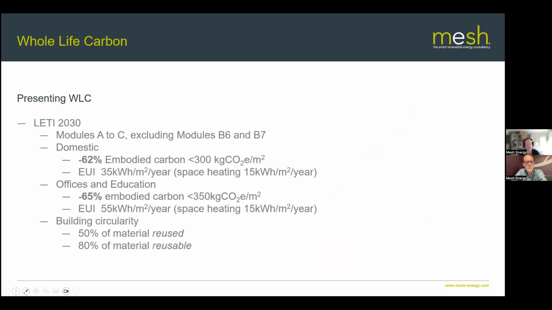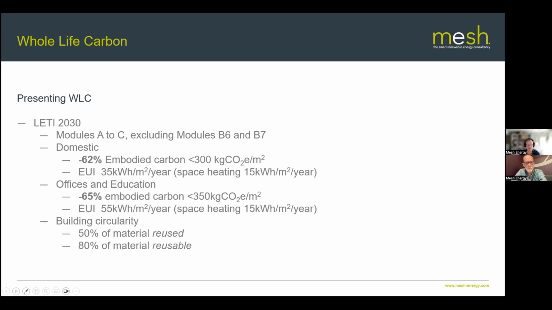But Letty asked for particular things to be considered. So it considers modules A to C at the moment, but it excludes operational energy and operational energy associated with water usage. What it's doing is seeking at least a 60% reduction in embodied carbon for domestic, offices and education. And it's also asking for energy use intensity to be below 35 to 55 kilowatt hours per meter square per year, depending on the type of project.